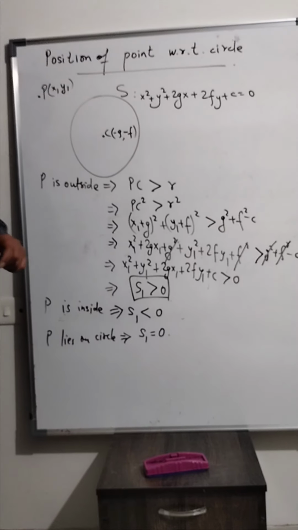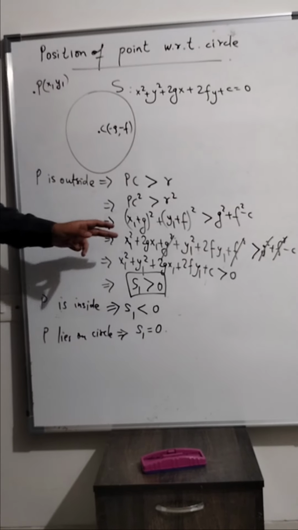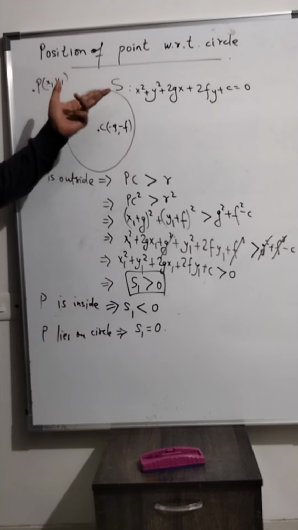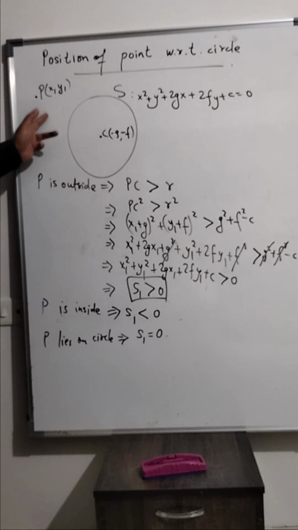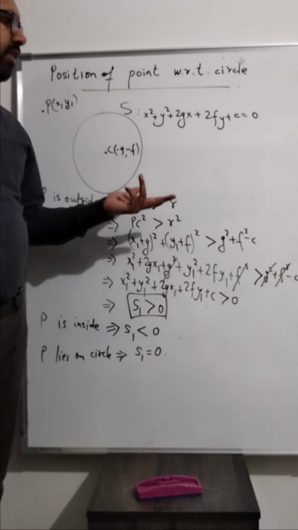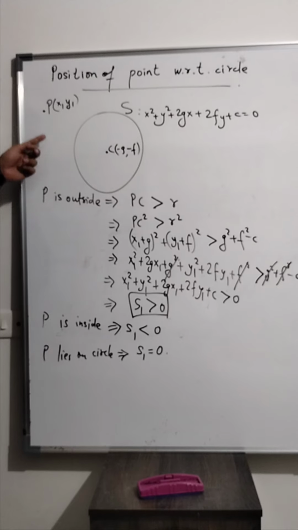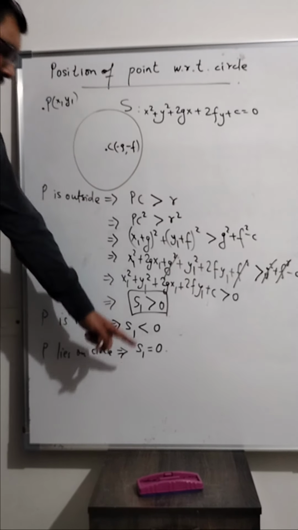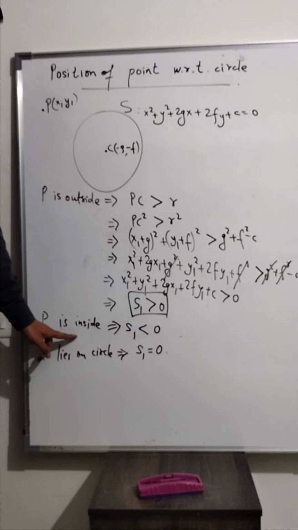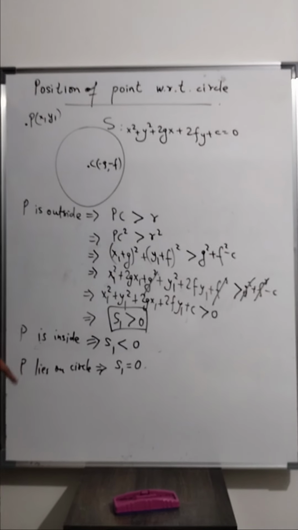Okay. So I hope my explanation was satisfactory in explaining this concept. So whenever a question comes on position of point, we need to substitute the point in the equation, and then depending on the sign of the value which we get, if the value comes out to be positive, then we conclude that the point is outside. If the value comes out to be negative, then we conclude that the point is inside. And if the value is 0, then it implies that the point lies on the circle.